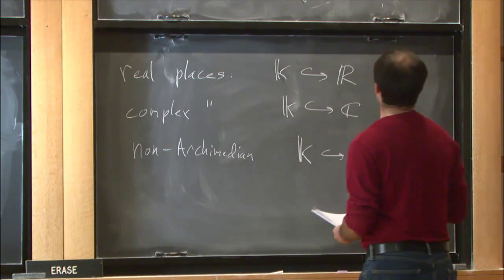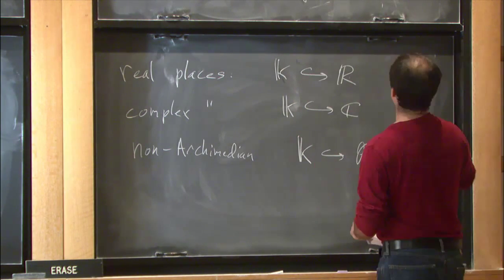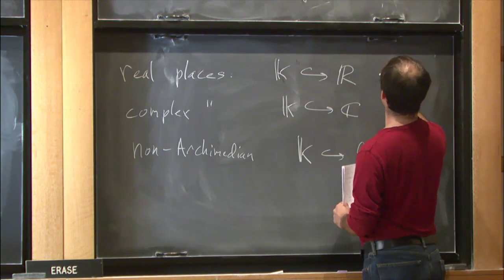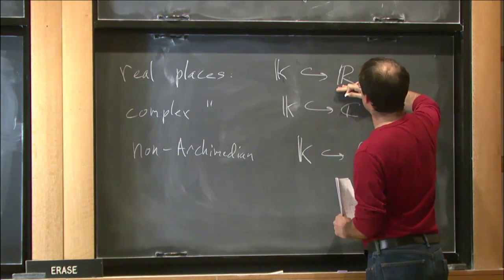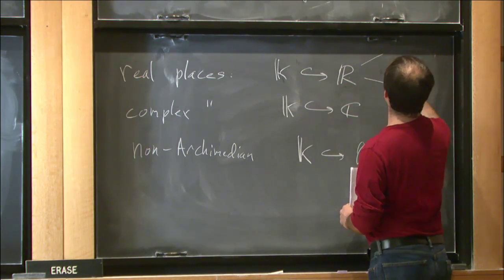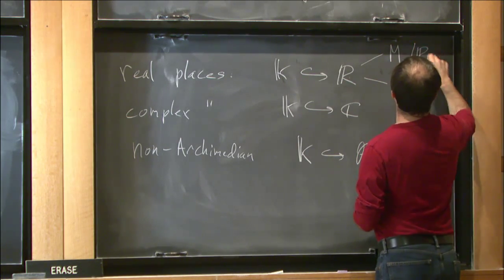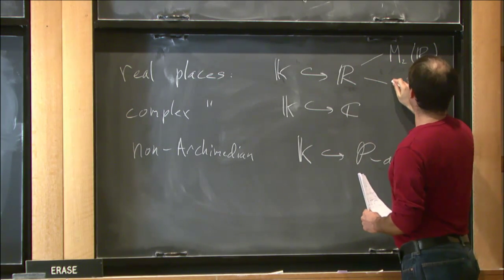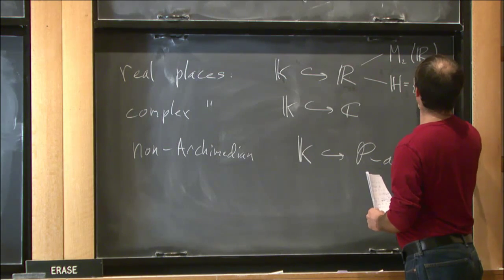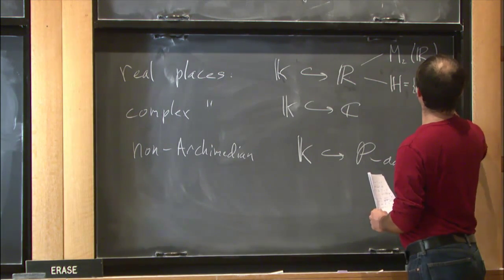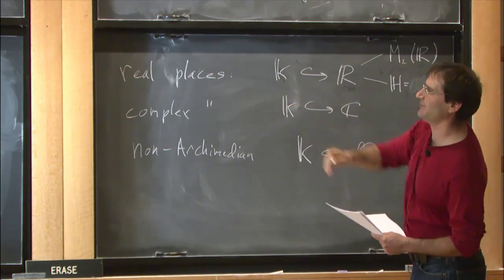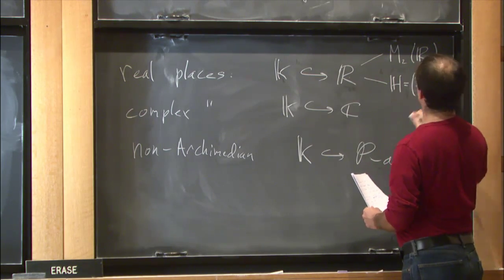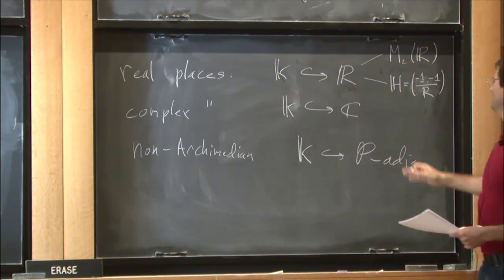Oh, but there's one more thing. Maybe I'll just fit it in here. There are two division quaternion algebras over R, right? There's the 2x2 real matrices. That's always a quaternion algebra over the field. And there's also the Hamiltonians, right, which are this p plus qi. Well, I could just write it now that we have our Hilbert symbol. It's just (-1, -1) over R, right? That's the original quaternions of Hamilton.